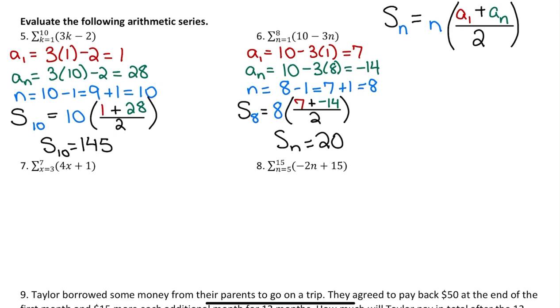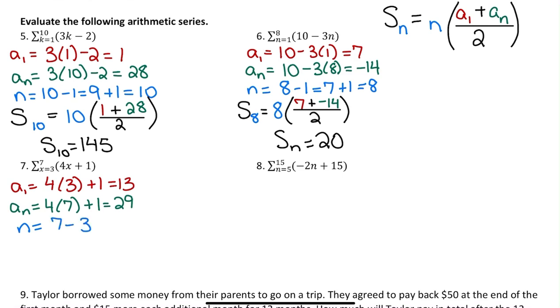Number 7. The first term is 4 times, we're substituting 3 in for x, plus 1, so 13. The last term, we'll substitute 7 in. 4 times 7 plus 1, 29. Then the total number of terms in the series, we'll have last term minus the first term and add 1.